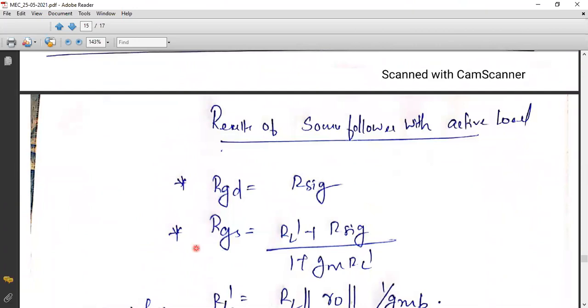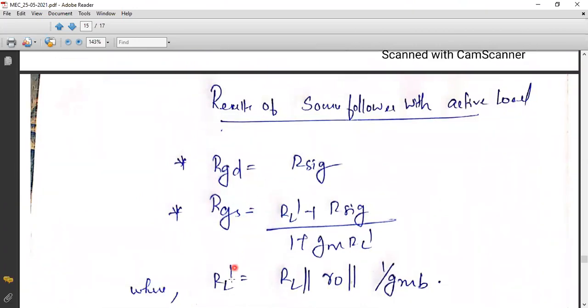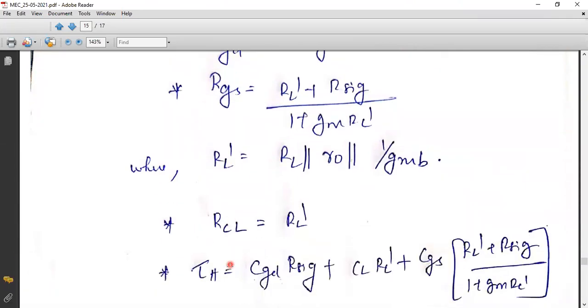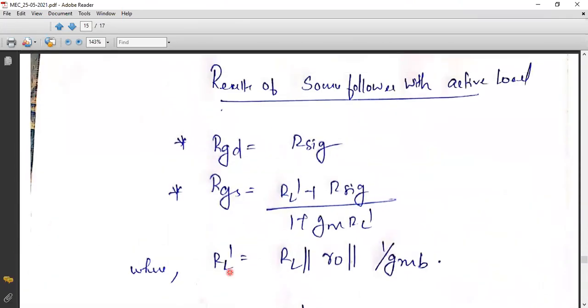So write down the results: RGD, RGS, RL dash, RCL, tau H, and FH. Because you need to remember this for numericals. So start writing all the final results of this particular derivation in a box so that it will be easier to remember. You need to do this for all the three configurations: common source, common gate, and source follower, otherwise called common drain.